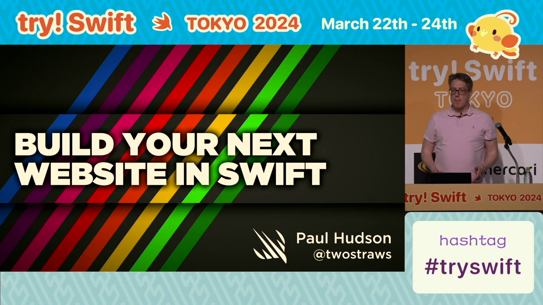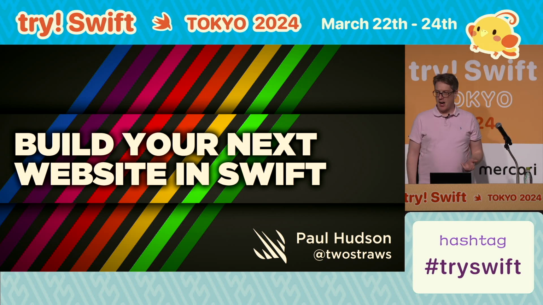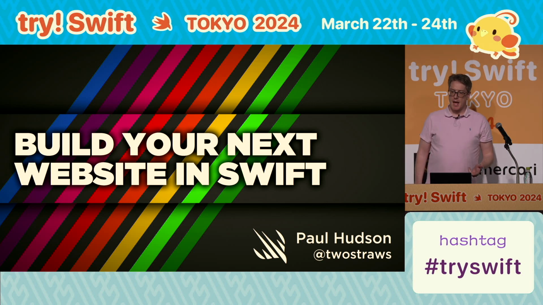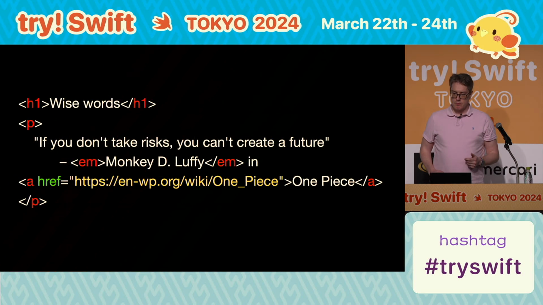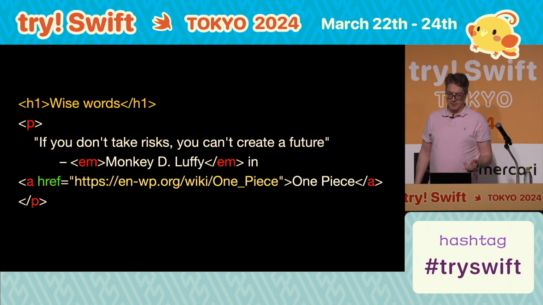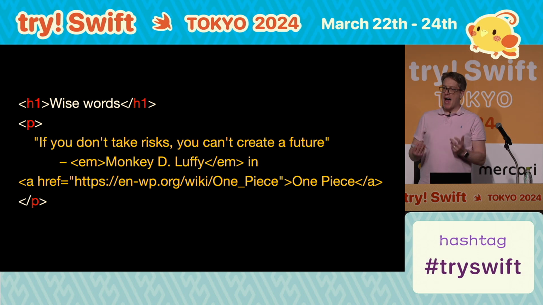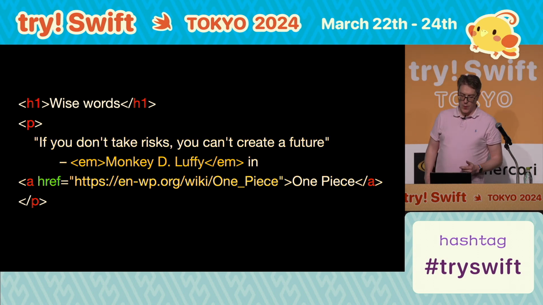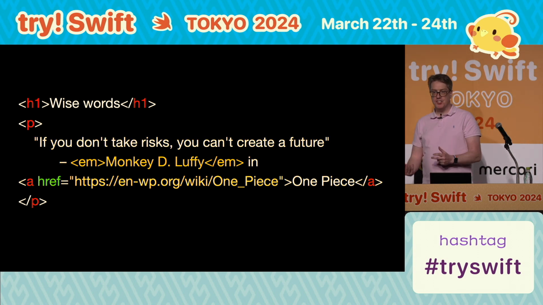Hey, folks. So my talk is called Build Your Next Website in Swift because for over 30 years now, HTML has been a fantastic way for describing the structure of web pages. And what that means is we can write HTML like this. This thing has a heading. We have a paragraph of text. We have some emphasis inside the text. And a link to another page.